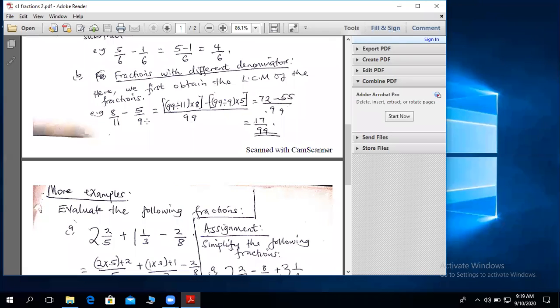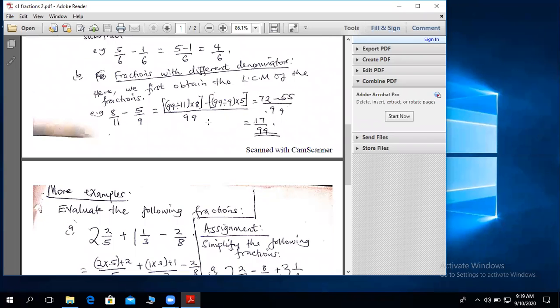So what we did is the same thing we are going to do. We first draw our line such that the denominator of this fraction is going to be 99. And after doing that, we find the numerator of 8 here. It's going to be 99 divided by 11, and you multiply by 8. That's the procedure. Then minus, you again come here, 99 divided by 9, then times 5. You have your calculator there.